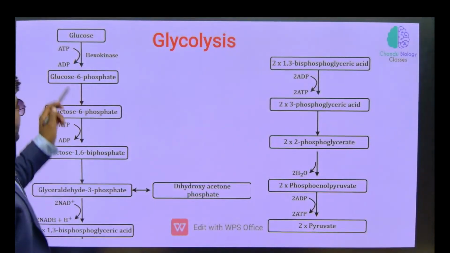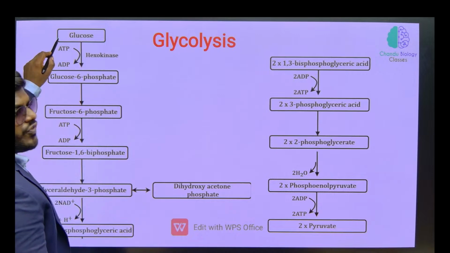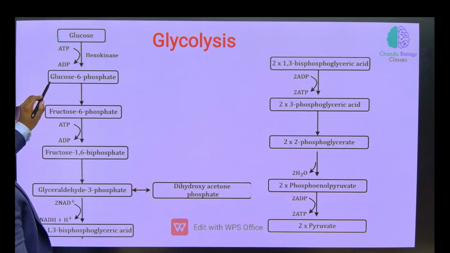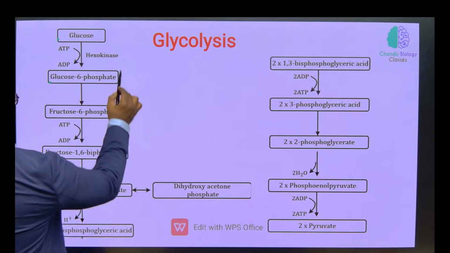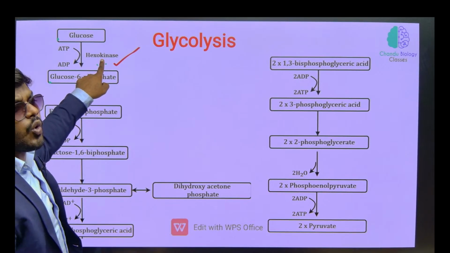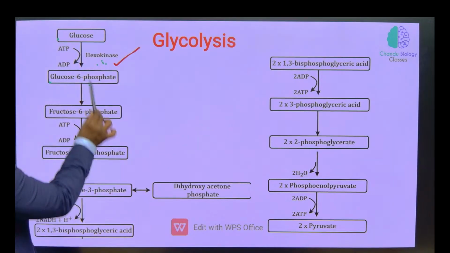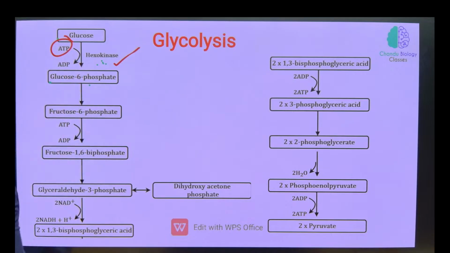Investment phase. So look into the picture. I'll explain everything briefly. Just don't worry about that. Glucose is first converted to glucose 6-phosphate, catalyzed by the versatile enzyme hexokinase. So what is the function of this enzyme? Only adding the phosphate. But the phosphate is donated by an ATP molecule.